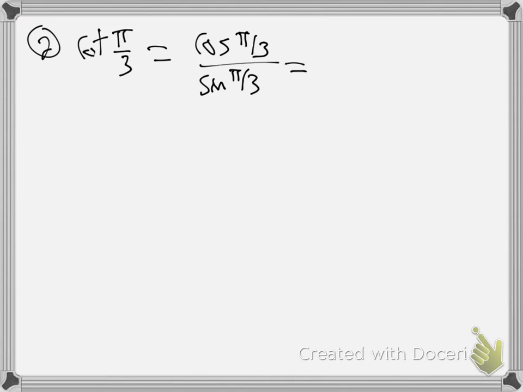So how do you do that without a calculator? Well, pi, remember, is 180, isn't it? So let me stick in a 180 here. So this is 180 degrees over 3. So that's cosine of 60 degrees over sine of 60 degrees. So far, so good? Now, how do you find the cosine of 60 and the sine of 60?